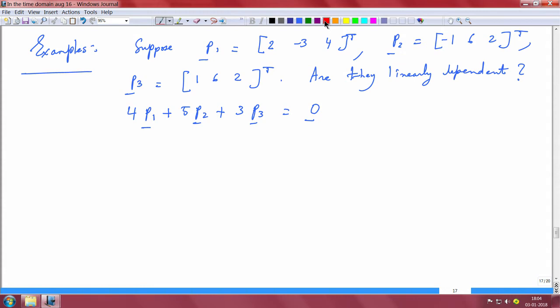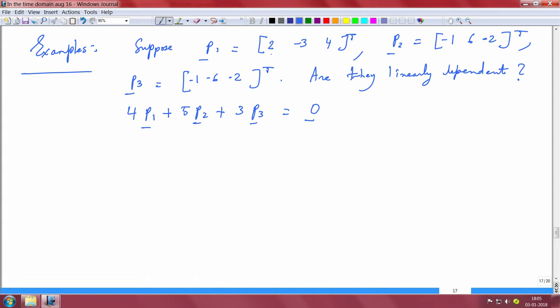Well, I think with this 4p1, 5p2 and 3p3, this might not be the case. They may not be linearly dependent. So let us just fix this up. I think a negative sign here on the third coordinate of p2 and p3, completely negated, would make this work. I mean, you can just quickly verify.